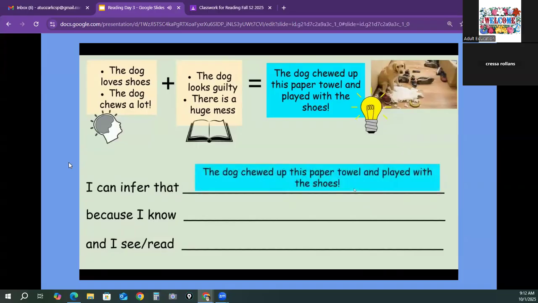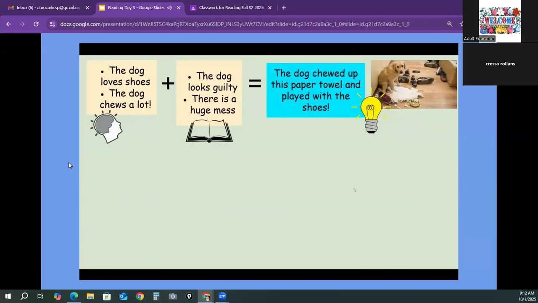So in this case, I can infer that the dog chewed up this paper towel and played with the shoes because I know the dog loves shoes and the dog chews a lot. And I see the dog looks guilty and there's a huge mess.